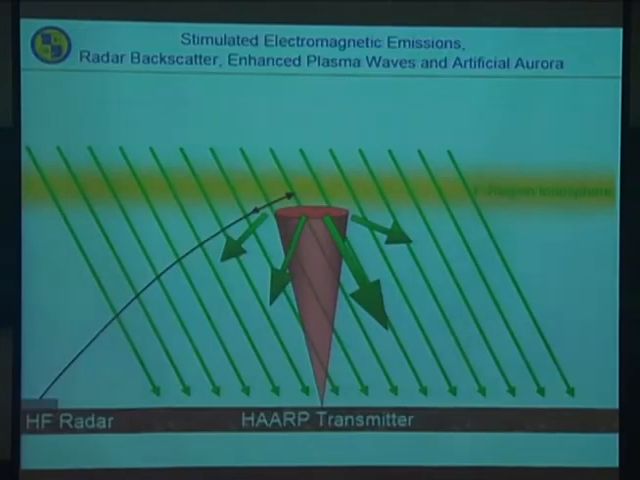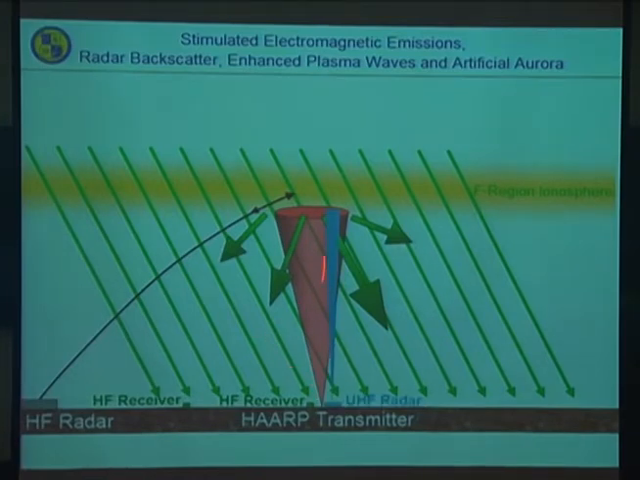Next slide, please. What do we do when we do heating? We take a high-power radio wave, we reflect it in the ionosphere, and produce extremely large electric fields near the reflection point. We scatter HF radar off of field line irregularities that are produced. Next slide, please. And we have HF receivers that receive these stimulated electromagnetic signals on the ground. So you send up one single frequency, and you'll get a whole host of frequencies coming back because of plasma resonances inside the ionosphere.